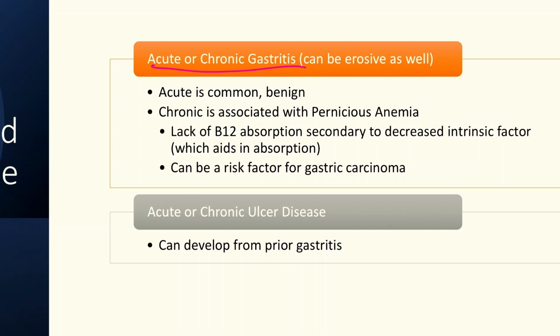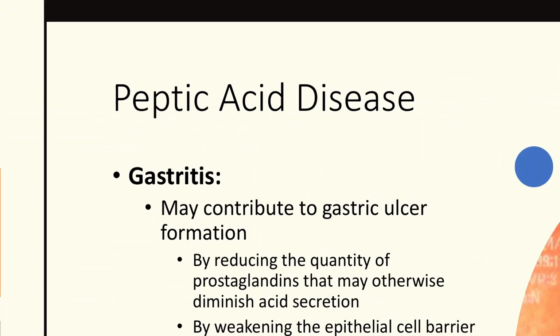Chronic gastritis is associated with pernicious anemia because we aren't making the intrinsic factor. There's nothing to absorb in the terminal ileum because our stomach is having issues. Remember, the intrinsic factor is made in the stomach, we recycle it, and we take up the B12 in the terminal ileum. Chronic gastritis can be a risk factor for gastric carcinoma, and we can also have acute or chronic ulcer disease, and these can also develop from gastritis as well.